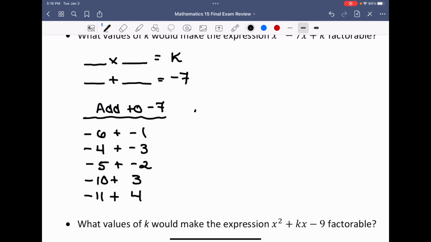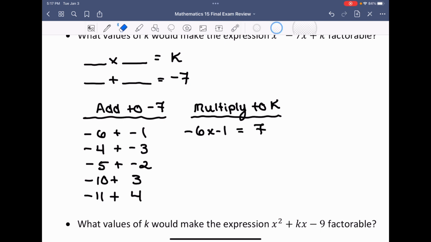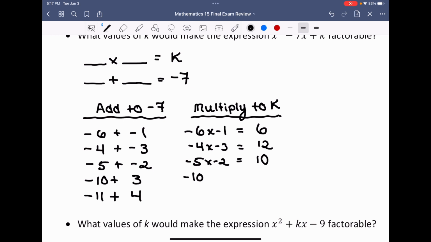Now, when they multiply to k, here's what happens. We're going to take all those same numbers, or the ones that we generated at least, and we're just going to multiply them together. -6 times -1 is equal to 6, my bad. Then we go -4 times -3 is equal to 12. And then we go -5 times -2 is equal to 10. Then we go -10 times a +3 is equal to -30. And then we go finally -11 times 4, which is equal to -44.